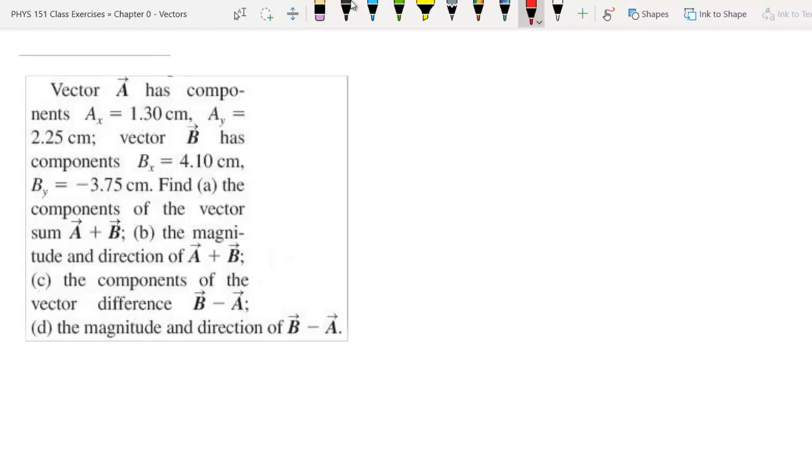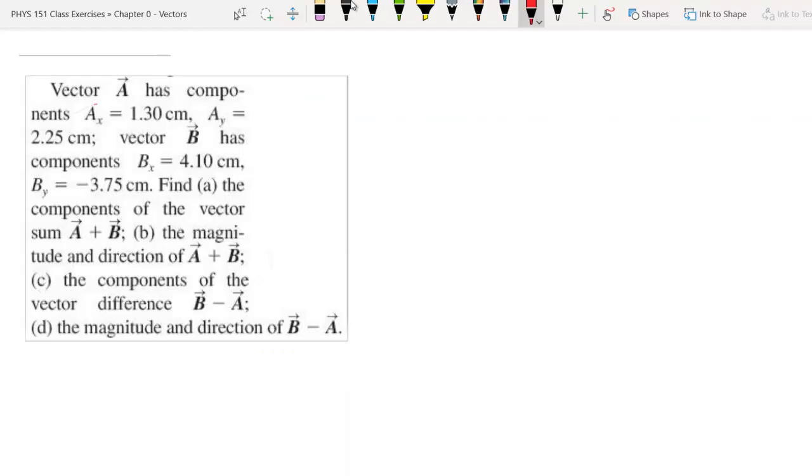Okay, in this exercise, we're going to algebraically add together a couple of vectors, and then we are going to find the magnitude and direction of those additions. And actually, we have a subtraction as well. So we have a couple of vectors defined here.